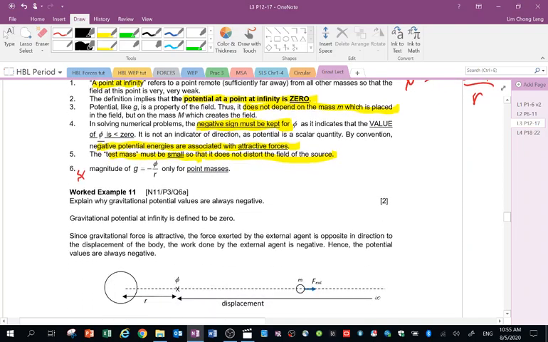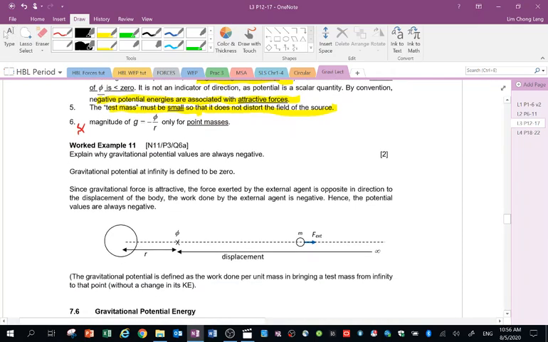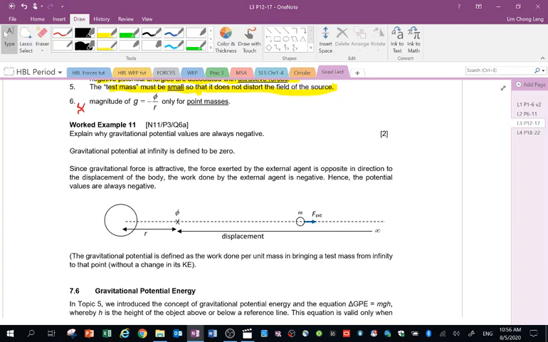Okay, let's look at worked example 11. Explain why gravitational potential values are always negative. Oh, just now I've already explained it to you. Let me explain it one more time. Potential at infinity is defined as zero. That's by definition. At infinity, potential is 0 joules per kg. So take this as a definition. So we say it here: by definition, it is zero.